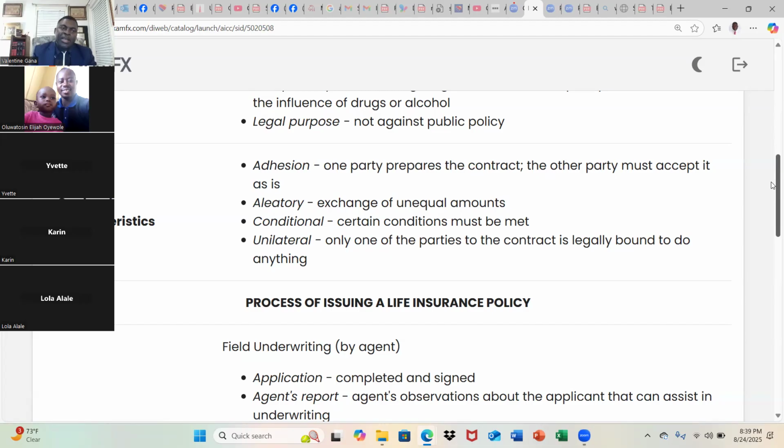Remember also, for the purpose of the exam, that an insurance contract is a bilateral contract. What does it mean by a bilateral contract? It means there's consideration given on both sides. A bilateral contract is one in which promises are made on both sides. Remember, the opposite of a bilateral contract is a unilateral contract. A unilateral contract is one in which a promise is made only from one side and the other side binds the contract through performance.